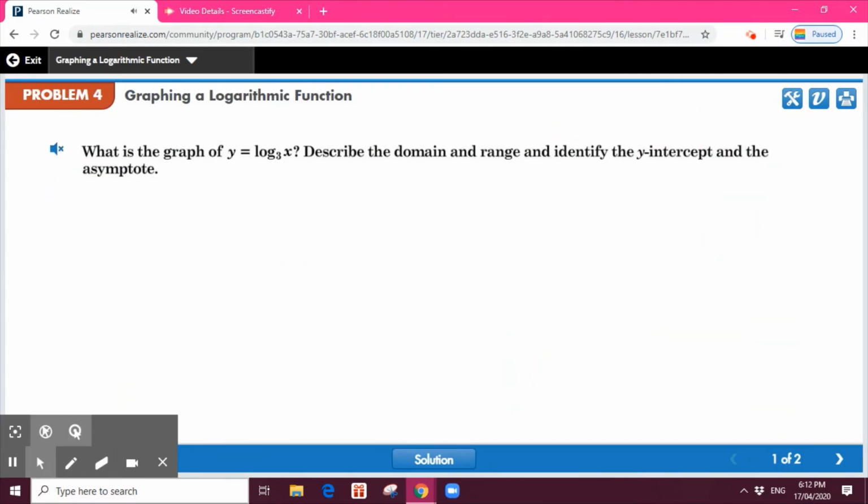In this problem, you will graph a logarithmic function. What is the graph of the function y equals log base 3 of x? Describe the domain and range and identify the y-intercept and the asymptote.